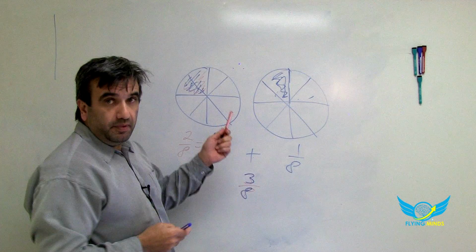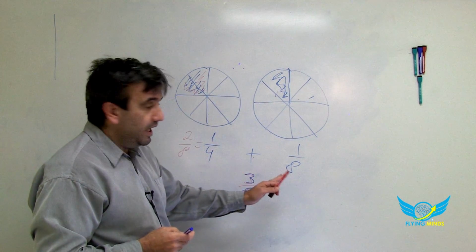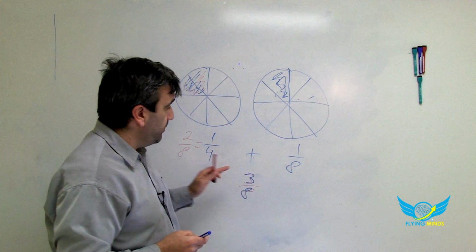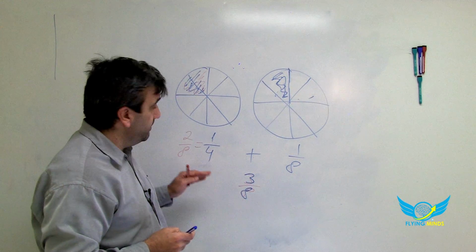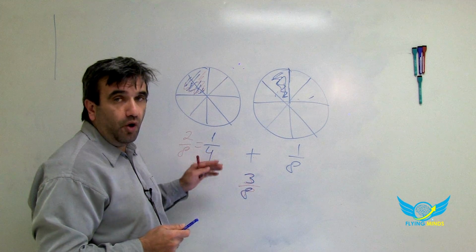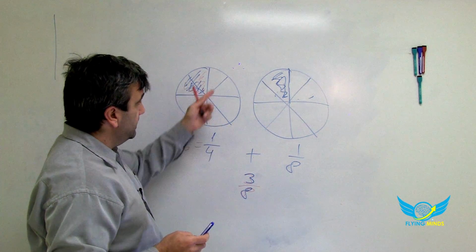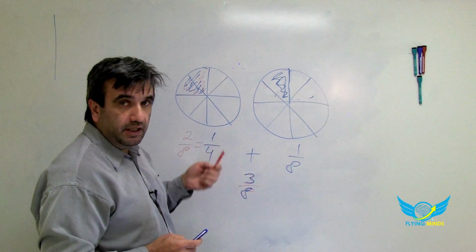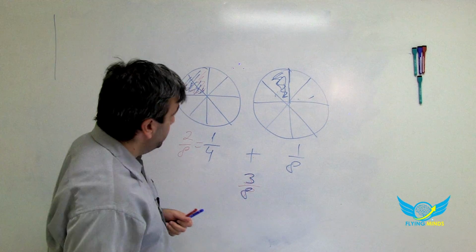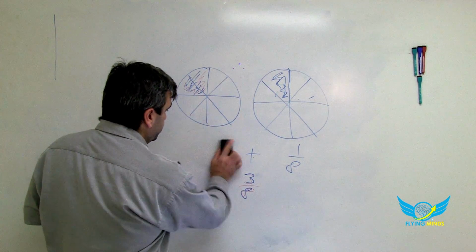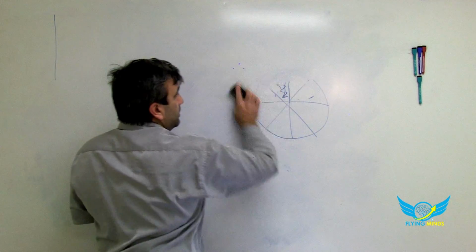This process is called bringing fractions to a common denominator. We need this when we add or subtract fractions with different denominators. So how does it work? We cut our pizza into more slices. Mathematically, how do we bring two fractions to a common denominator?